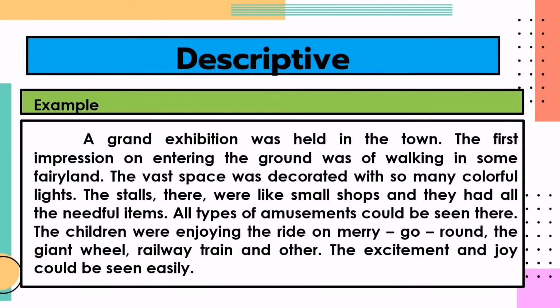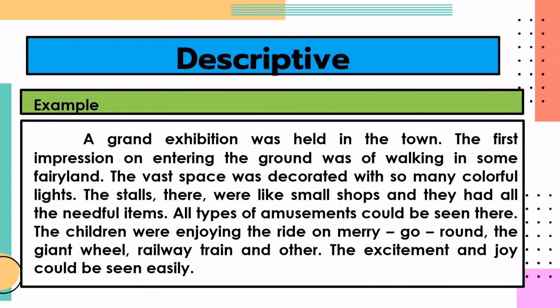Let us have the example for descriptive text. A grand exhibition was held in the town. The first impression on entering the ground was of walking in some fairyland. The vast space was decorated with so many colorful lights. The stalls there were like small shops and they had all the needful items. All types of amusements could be seen there. The children were enjoying the ride on merry-go-round, the giant wheel, railway train, and other. The excitement and joy could be seen easily.